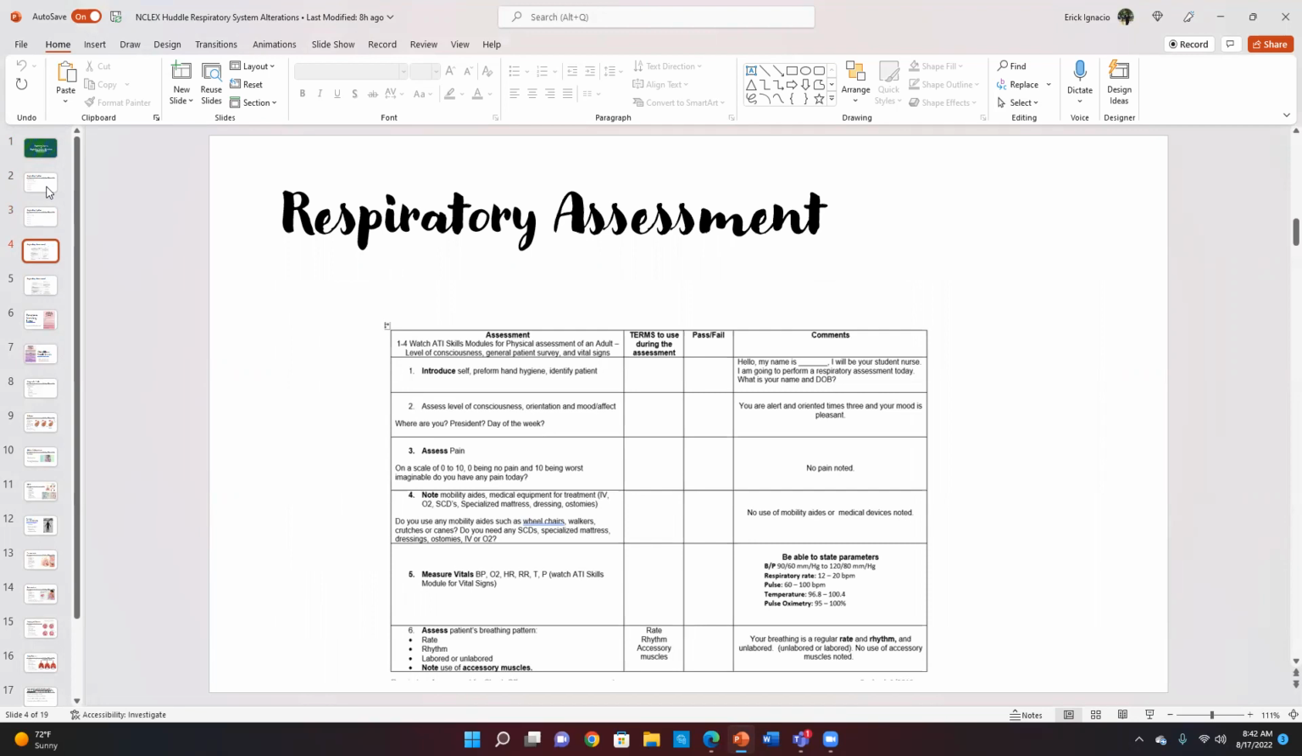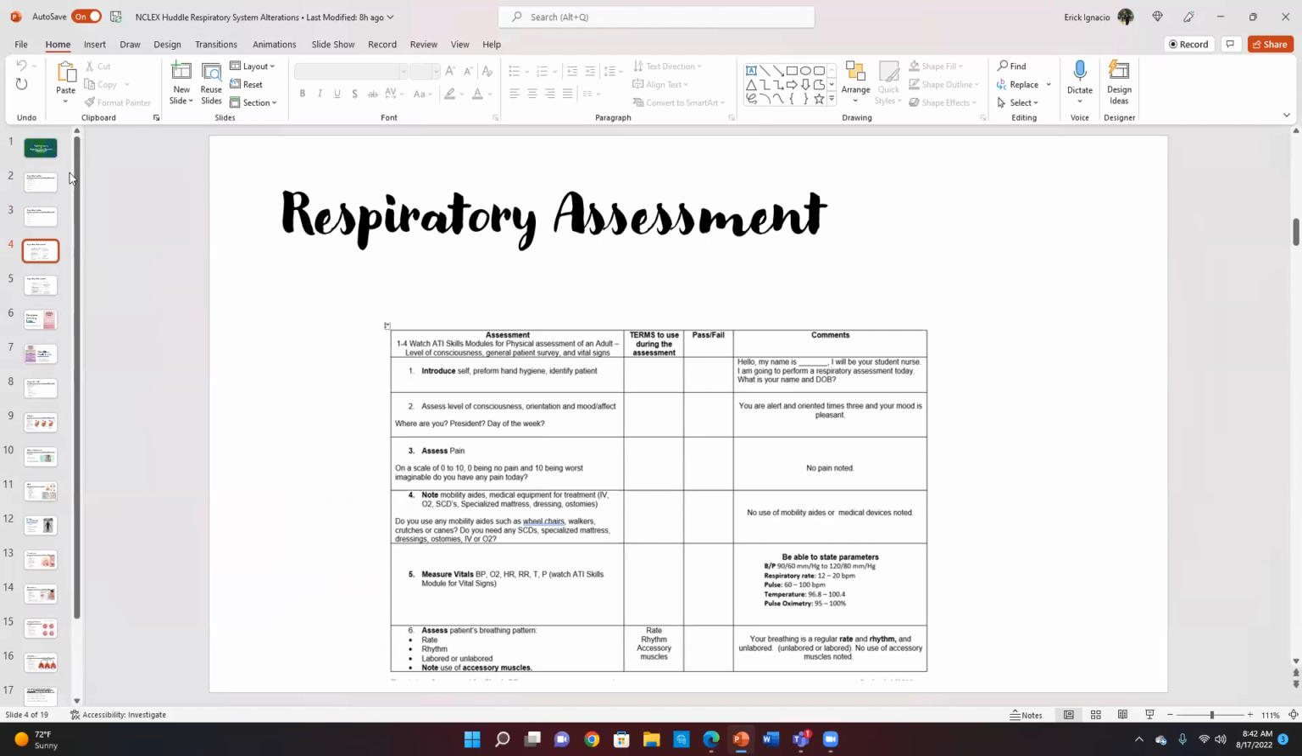So with any assessment or any focused assessment, we always want to introduce ourselves, perform hand hygiene, identify the patient, assess for allergies. We'll also assess the patient's level of consciousness, their orientation, their mood and affect. We will also assess their pain on a pain scale from 0 to 10, 10 being the worst pain. We also want to assess if the patient is using any mobility aids. Do they have any dressings, ostomies, IVs? Do they have any specialized mattresses, right? Anything that the patient is using to help them complete their ADLs.